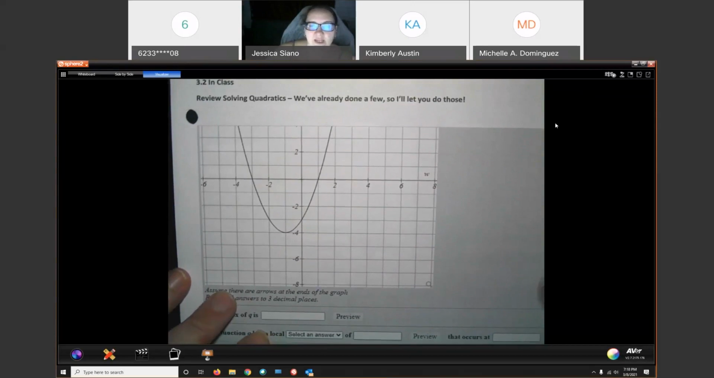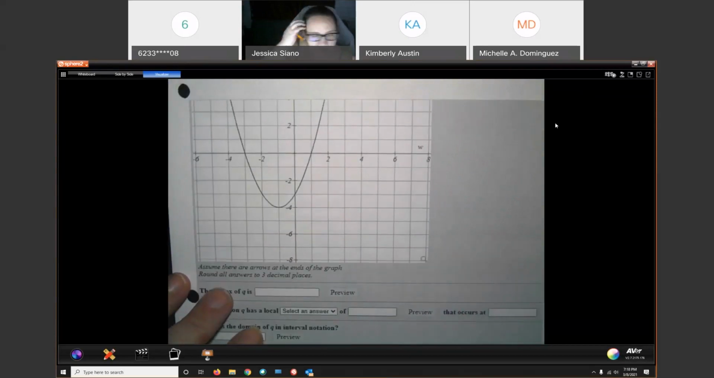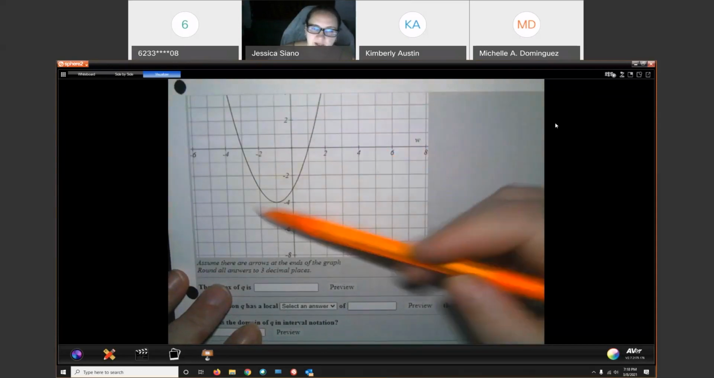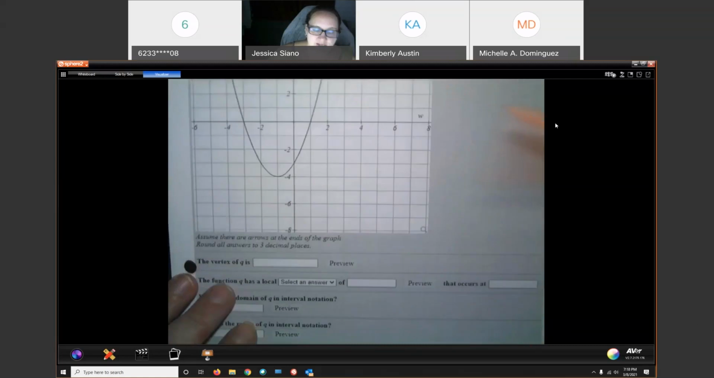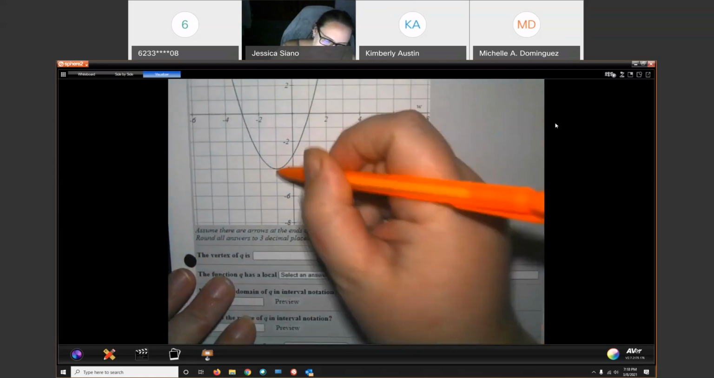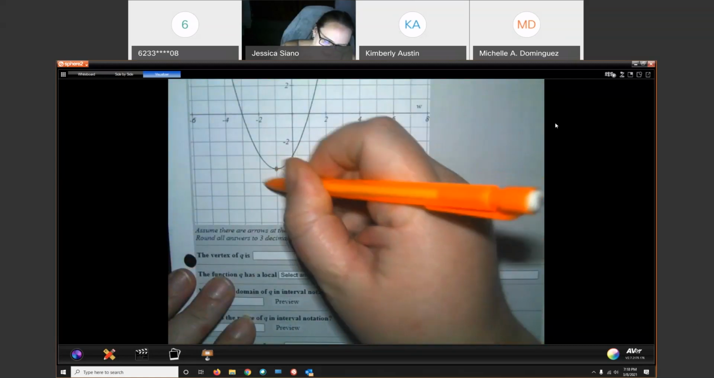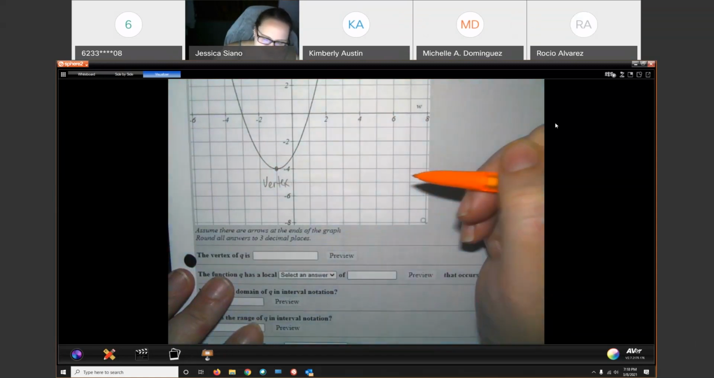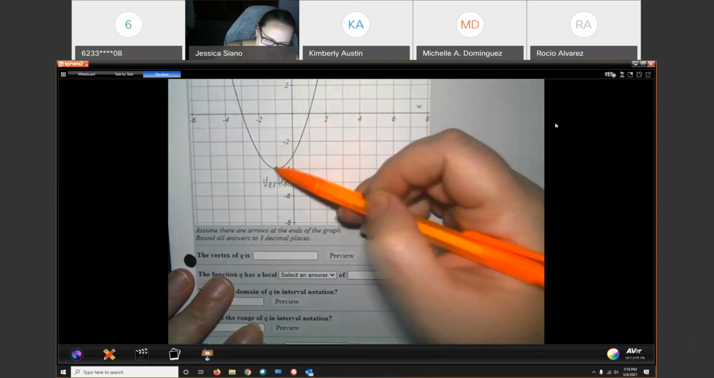So then here we have the graph of a quadratic. It's a parabola. This one opens up. And so the first thing they're asking me for here is the vertex. And remember, the vertex is the turning point. So the vertex here would be -1, -4.